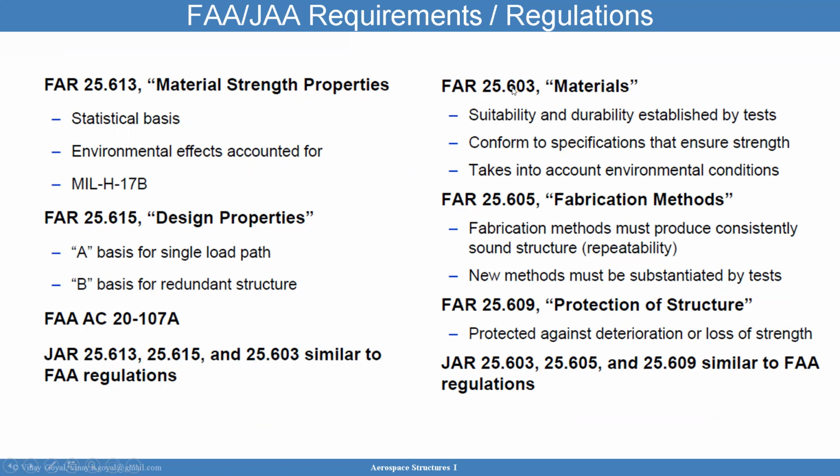Then you have the FAR 25.603 materials, which will cover the suitability and durability established by test, conforming to specifications that ensure the strength and takes into account the environmental conditions. 25.605 covers the fabrication methods. Fabrication methods must produce consistently sound structure, and new methods must be substantiated by test. FAR 25.609 talks about how to protect the structure against deterioration or loss of strength.